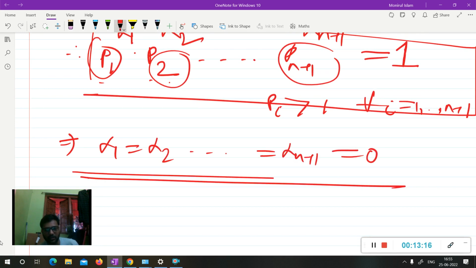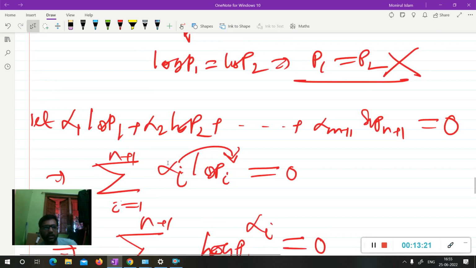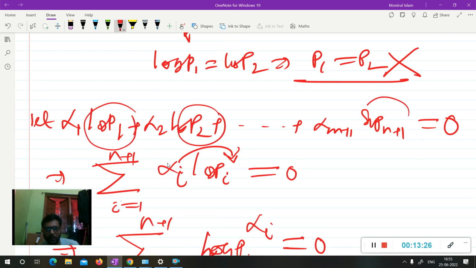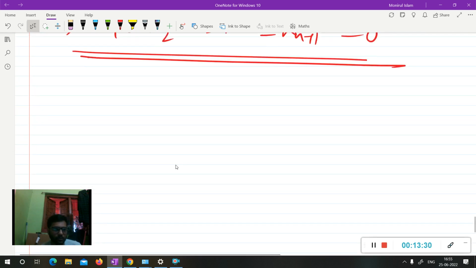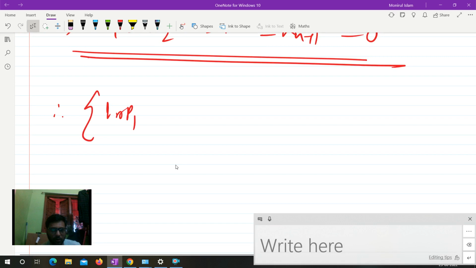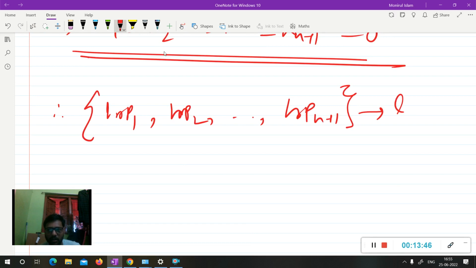And if these are all 0, then it easily implies, from the definition, that this set of vectors log p1, log p2, up to log pn plus 1 form a linearly independent set. So from here you can say log p1, log p2, up to log pn plus 1 form a linearly independent set of n plus 1 vectors.